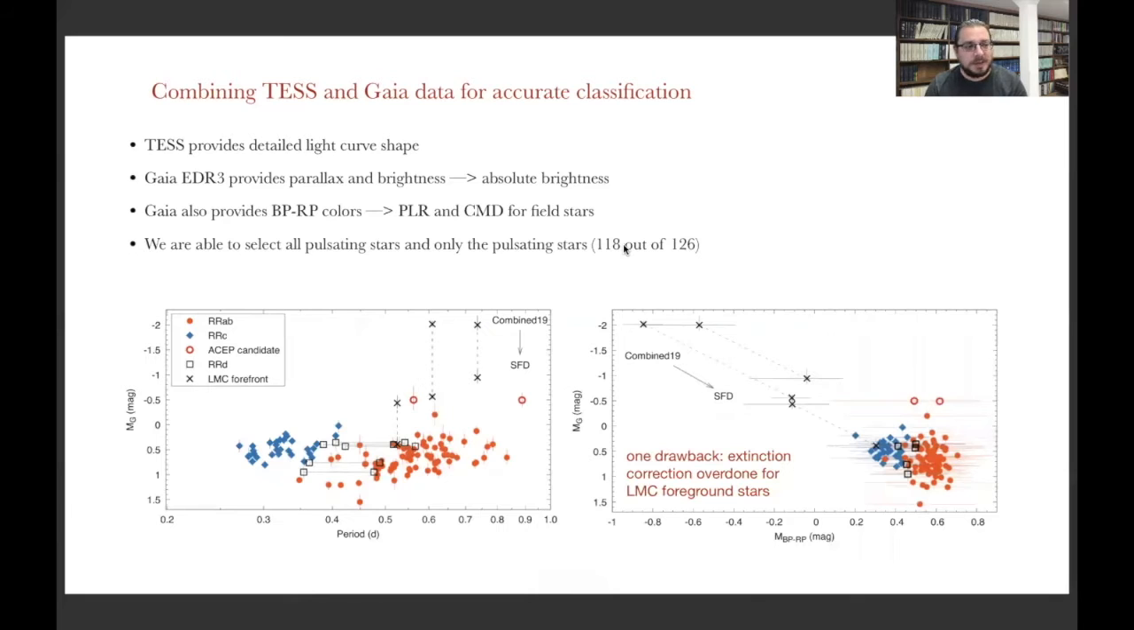We also use Gaia EDR3 data to create period-luminosity and color-magnitude diagrams for these stars. On these, the hotter overtone stars in blue nicely separate from the cooler fundamental mode stars shown in red. The double mode stars, shown with empty boxes, form the interface between these groups. Only a few targets were affected by inaccurate extinction correction, shown with crosses. Those are in the foreground of the LMC.